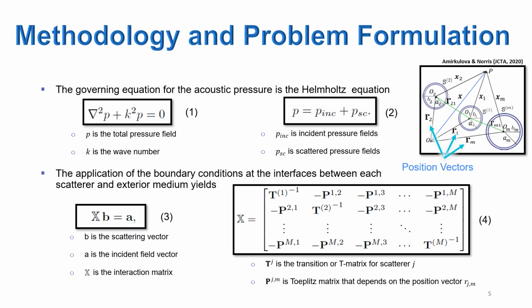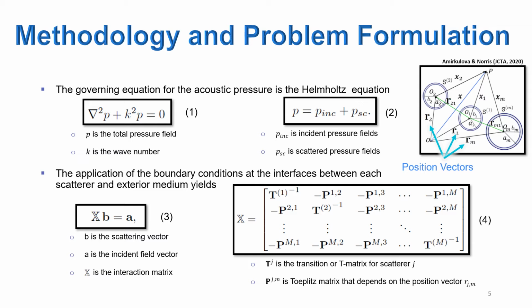For this study, an analytical model is used to calculate the diffusion coefficient by means of multiple scattering theory. Multiple scattering is described by the acoustic time-harmonic wave equation in two dimensions. k is the wave number, P is the total pressure field, P_inc is the incident pressure field, and P_sc is the scatter pressure field.